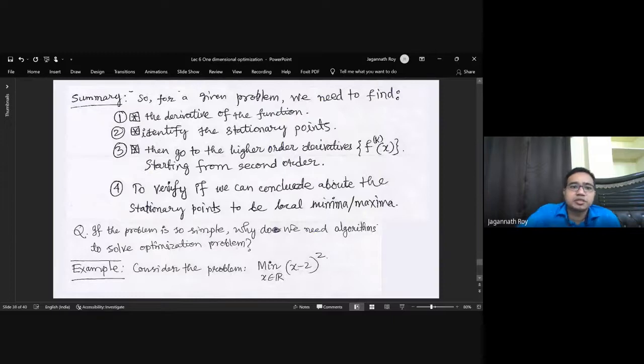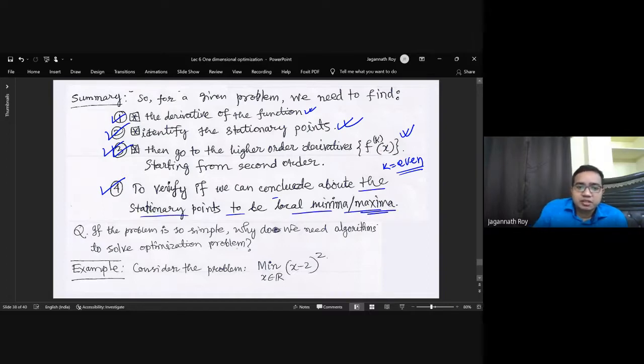Okay, so if you want to summarize all the cases: first, we need the derivative of the function, then we identify the stationary points. Third, we find the higher derivatives and check for which particular k, whether k is even or odd. Depending on that, we can conclude. And also we have to verify the candidates, to see if we can conclude about the stationary points being local minima or maxima. So these are a few observations.